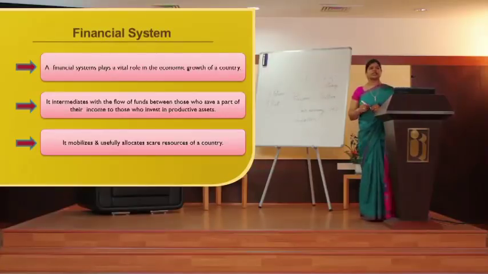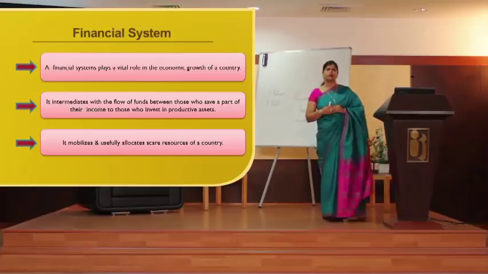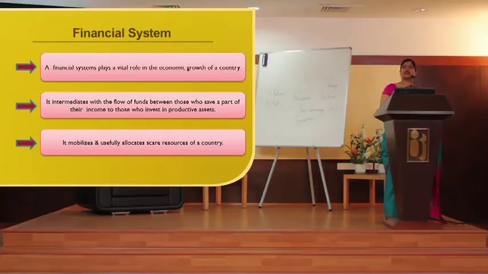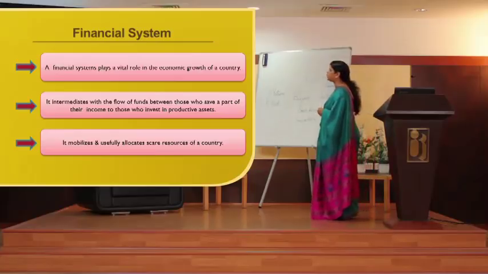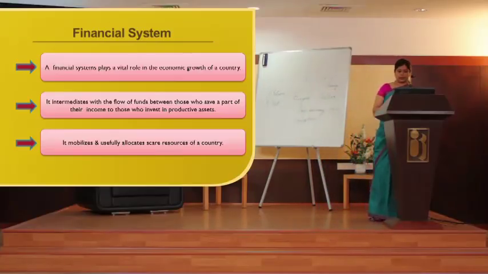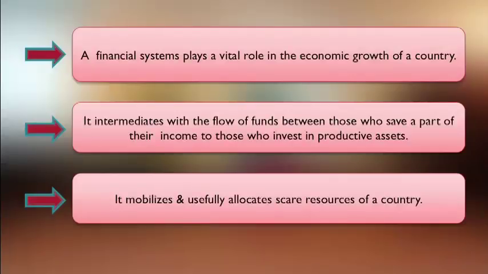So, coming to the financial system, friends, the financial system has various objectives. Now, what are the objectives of a financial system? Firstly, a financial system plays a vital role in the economic growth of a country. It intermediates the flow of funds between those who save a part of their income, as we have already talked about, and those who invest in productive assets.